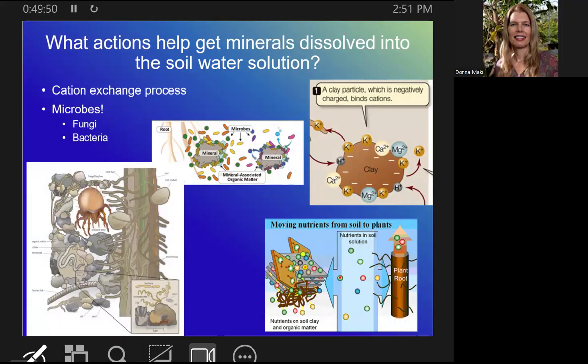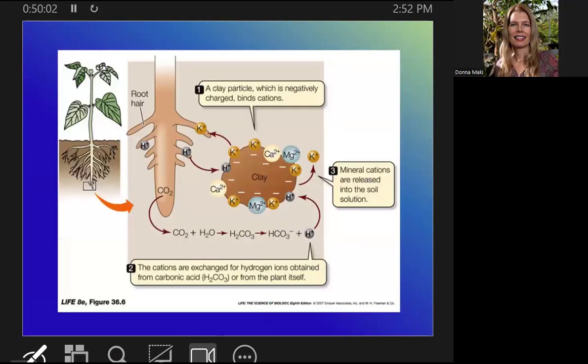And so very, very important. So don't forget about the microbes. They're very, very busy, and a lot of their actions benefit the plants. And then this slide is just, again, showing cation exchange.